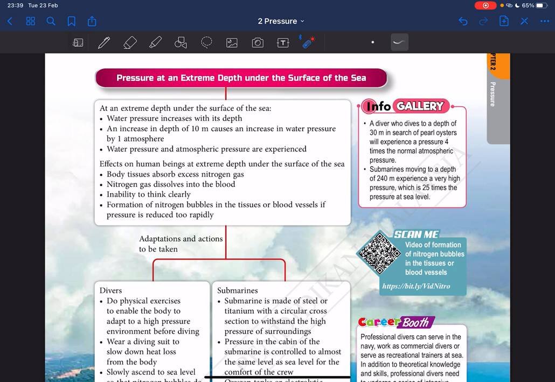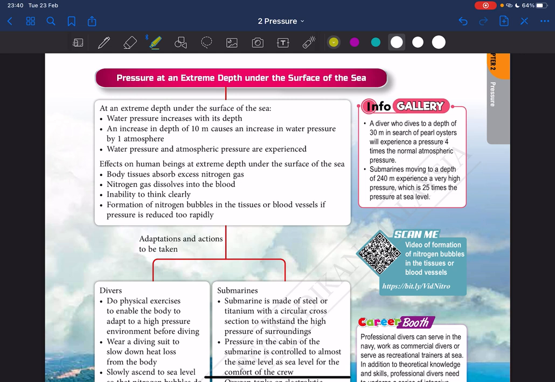So what happens to your body when you dive deeper in the ocean? Your body tissue will absorb excess nitrogen gas. How? Okay, what's the percentage of nitrogen gas in our air? It's clearly greater than 70%, right? To be exact, 78%. So when you go deeper in the ocean, it causes your body tissue to absorb more gas, including oxygen and also nitrogen and every other gas that exists in the gas tank.